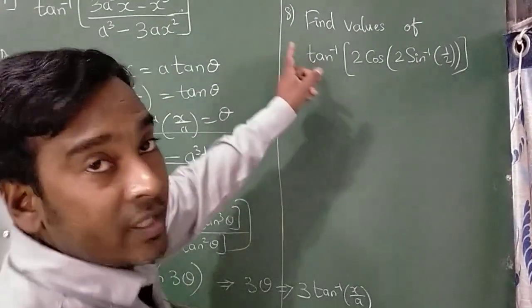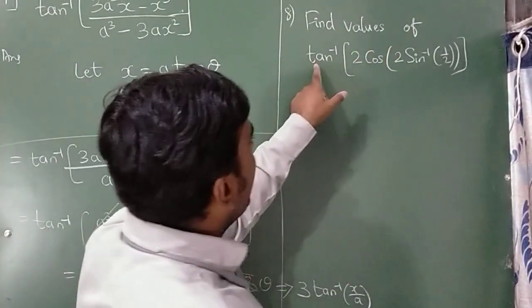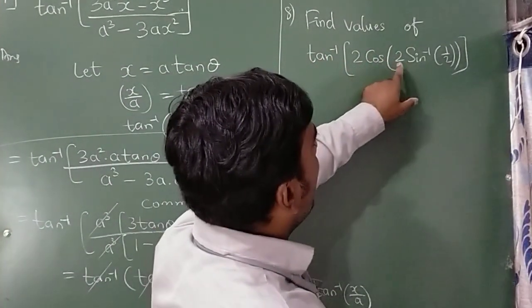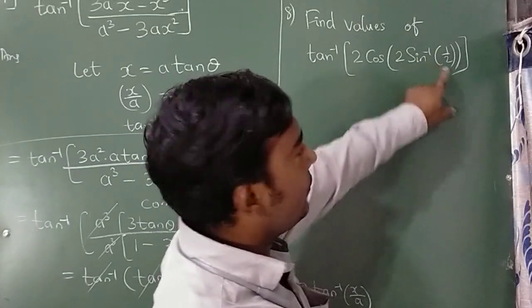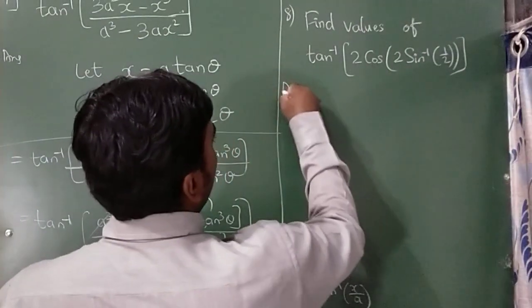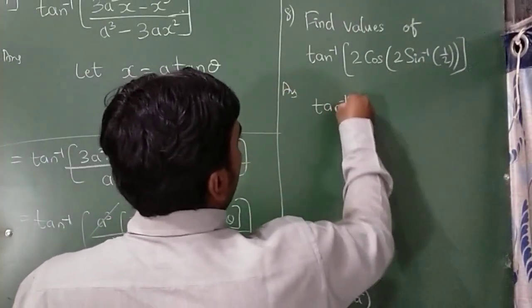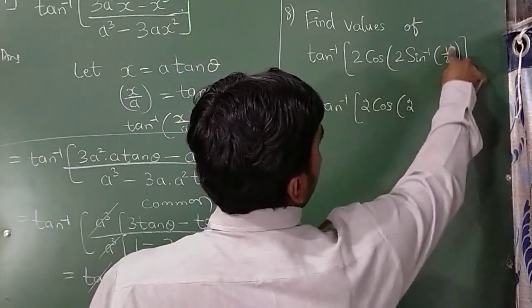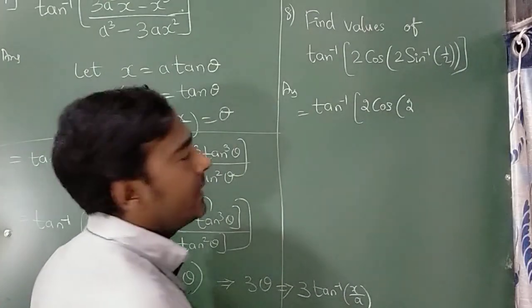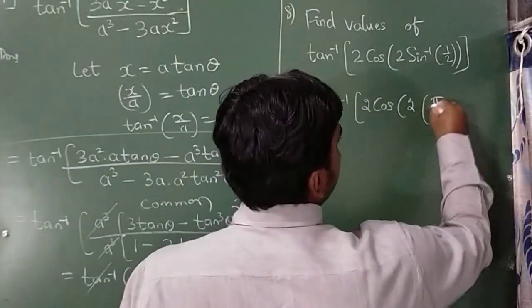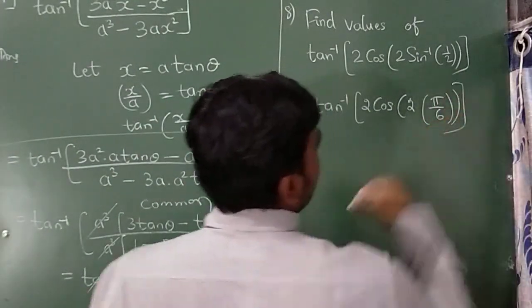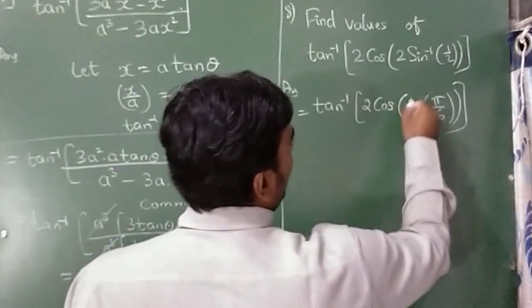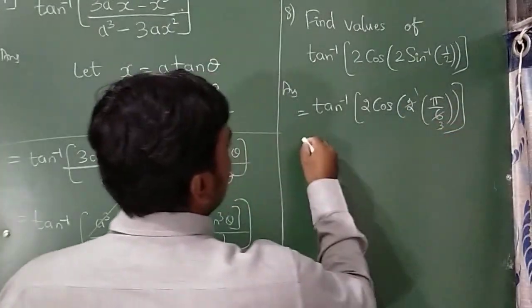Now 8th question. Find the value of tan inverse of 2 cos (2 sine inverse of 1 by 2). Now, 2 sine inverse of 1 by 2 is nothing but 30 degree. So 30 degree in radians can be written as pi by 6. Fine.